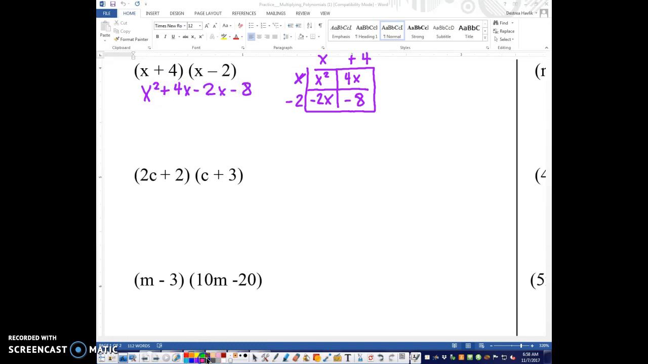Now we need to combine like terms. There's only one x squared, so we just write that. We have 4x minus 2x. What does that give us? 4 minus 2. It gives us a 2x minus 8. Now pause the video and do the problem to the right.